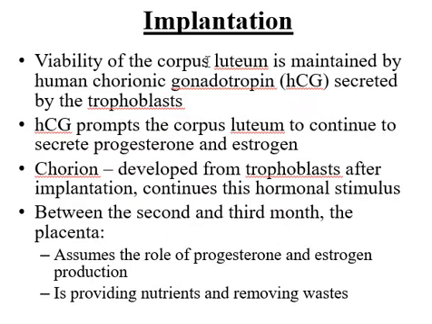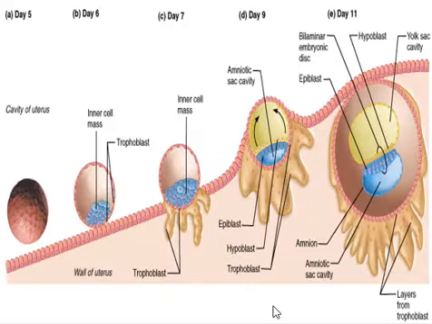So the viability of the corpus luteum is maintained by human chorionic gonadotropin secreted by the trophoblast. This is also responsible for continuing the secretion of progesterone and estrogen. First, this will help the corpus luteum to secrete these hormones. But in the later stage, between the second and third month, the placenta assumes the role of progesterone and estrogen production. It also provides nutrients, and it is responsible for removing the waste products.